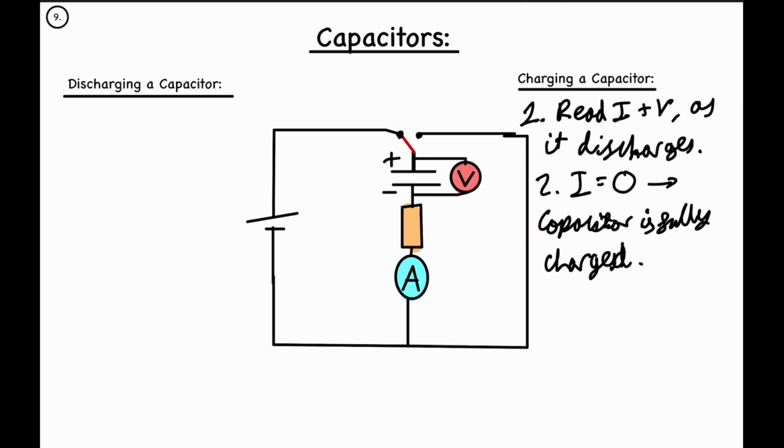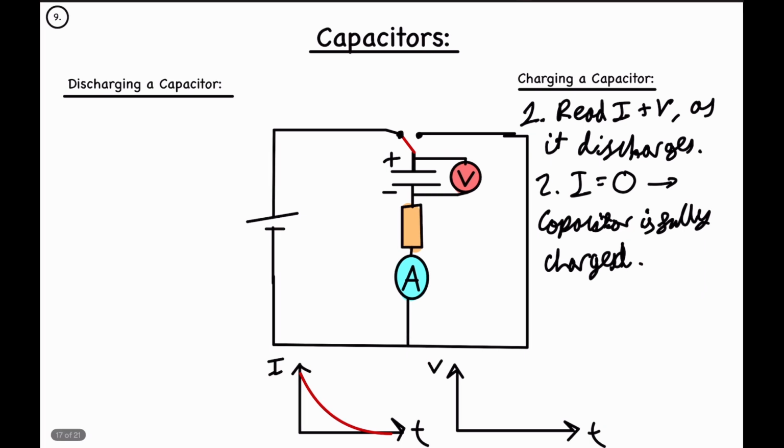So you would get something like this. The graph for current would look something like this, where it approaches 0. And the graph for the voltage will look something like this, where it approaches a value V0. And this is for charging.